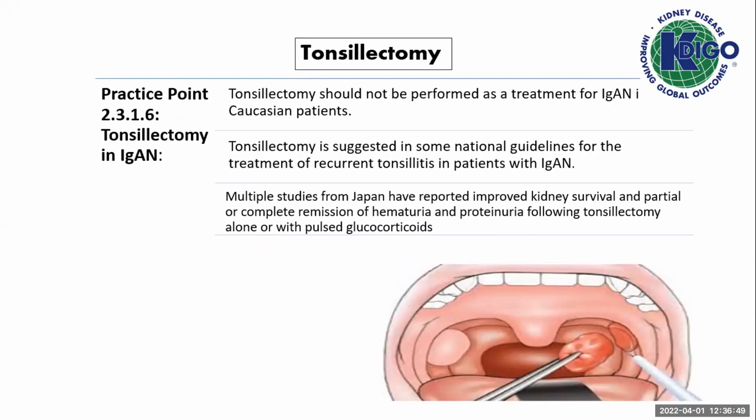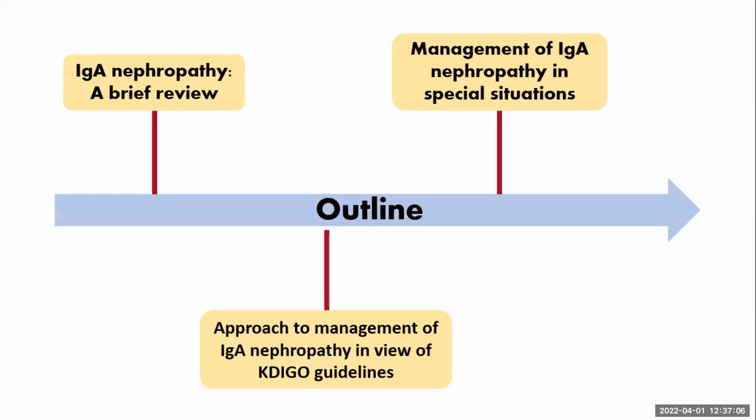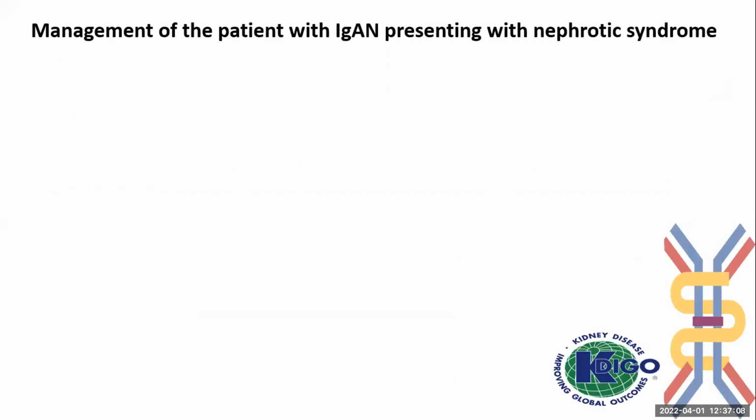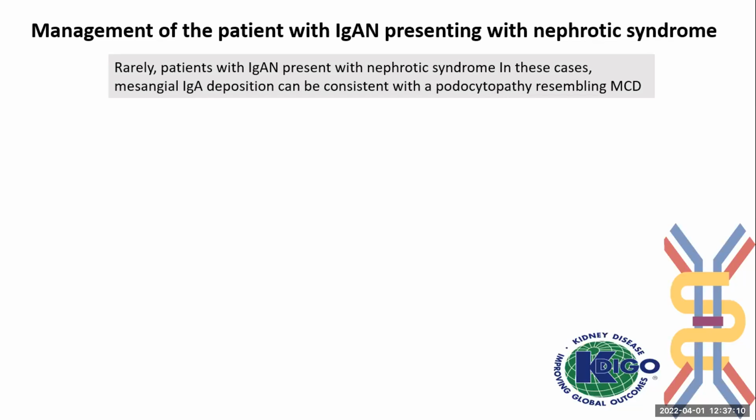Tonsillectomy, as well, in the kidney guidelines, should not be performed as a treatment for IgA nephropathy in Caucasian patients. However, multiple studies from Japan reported improved kidney survival and remission of hematuria and proteinuria following tonsillectomy alone or with pulsed glucocorticoid. And finally, regarding the special situation, patients with IgA nephropathy rarely present with nephrotic syndrome.